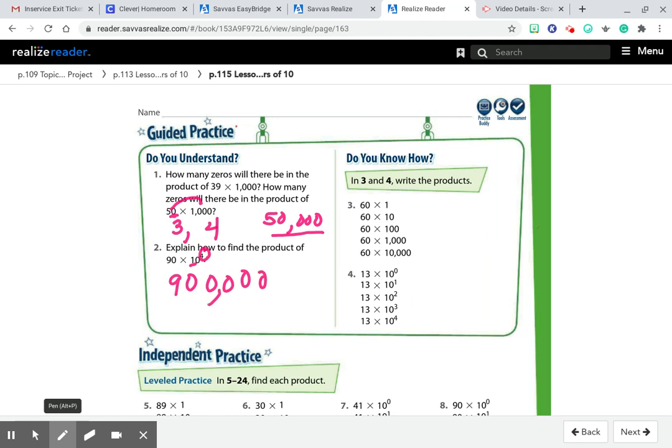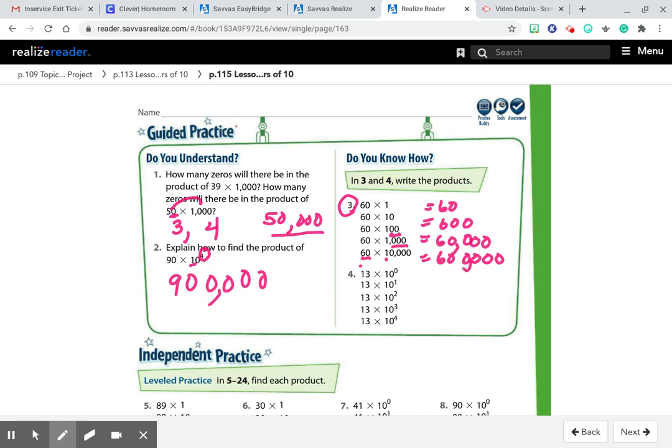And remember, when we're coming over here to the how do you know, we're just looking for some patterns again. 60 times 1 is 60. 60 times 10 is the same as 60 times 1, but you're adding another 0. 60 times 1,000 is the same as 60 times 1, but you're annexing 3 zeros. I'm getting them right here from my base 10 number. 60 times 10,000, 60 times 1, and then I have to annex 4 zeros. And make sure you get your commas in there where they belong.